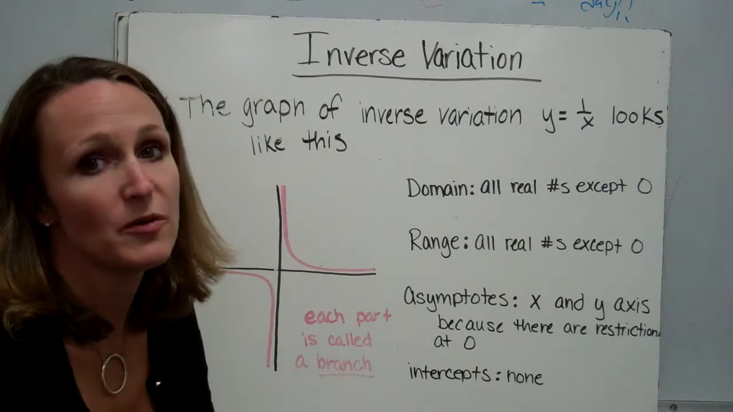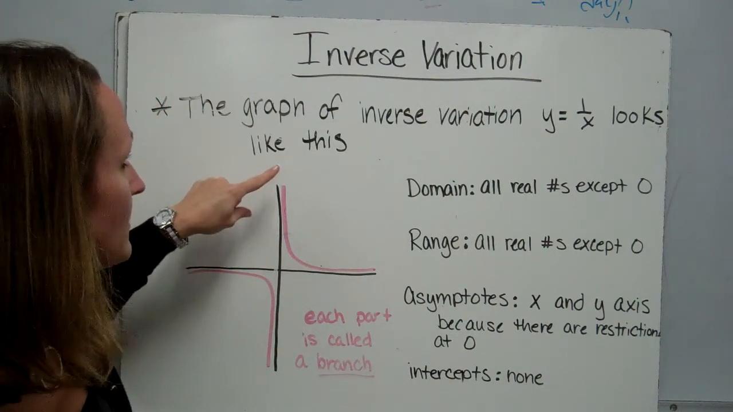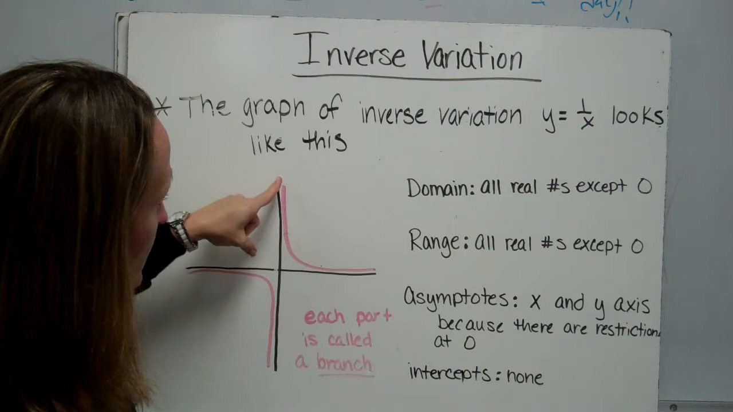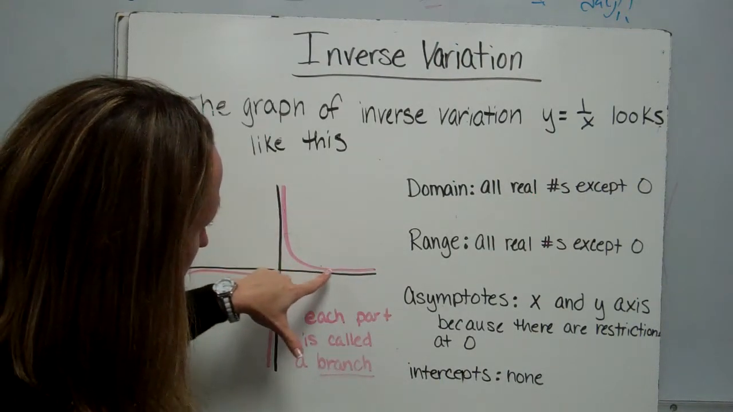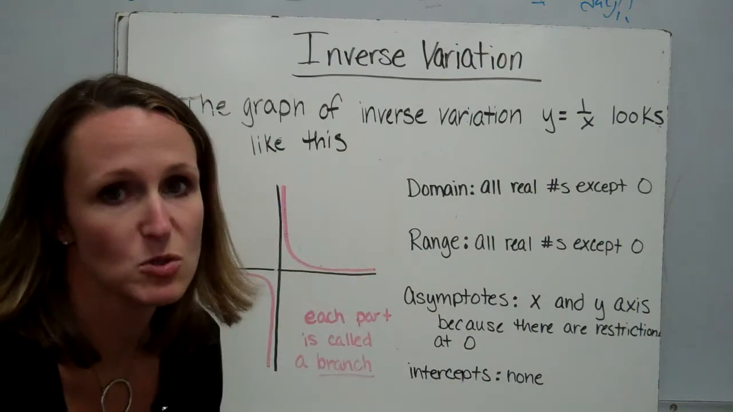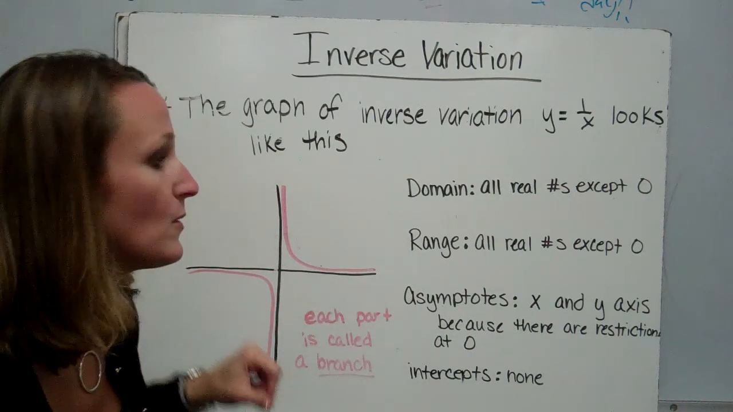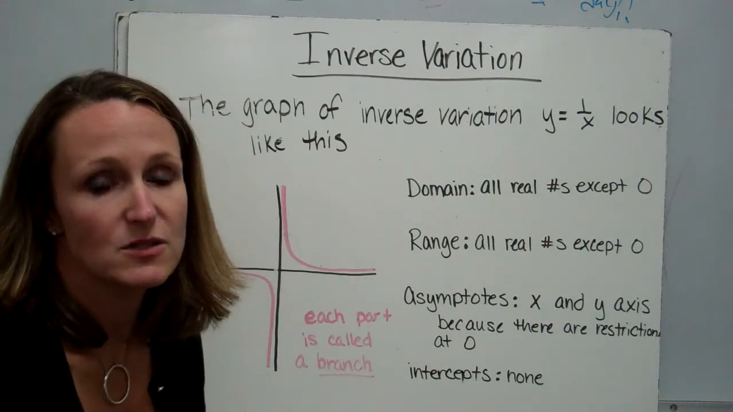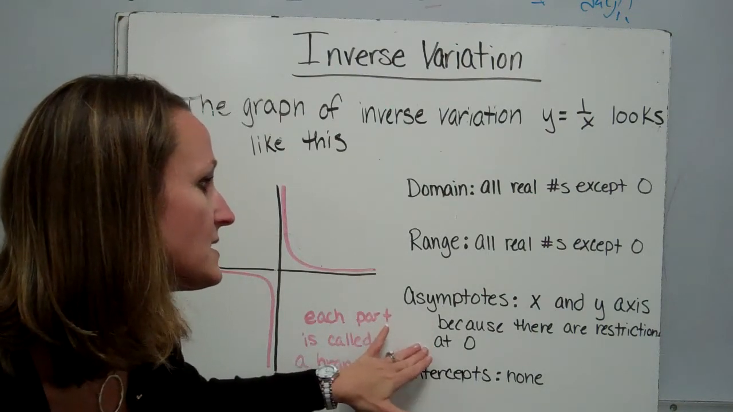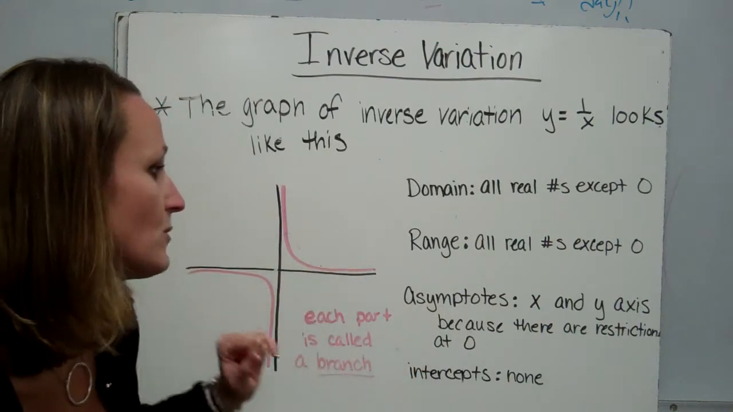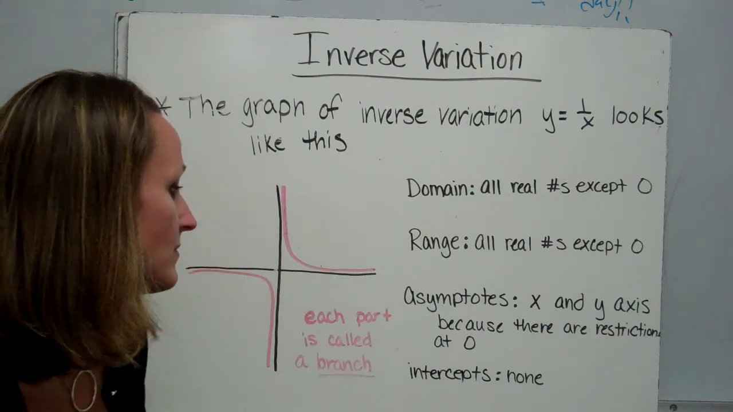Your asymptotes, remember, asymptote is where it approaches 0. So asymptotes are really easy to see on an inverse variation graph. If we look at this graph, you'll notice that it comes really close to my x and y axis, but it never actually touches it. So in this case, we would say that the x-axis and the y-axis are our asymptotes. An asymptote is just the line that it approaches, the 0 line. Since there are restrictions at 0, we can say that x and y-axis are our asymptotes. The more we work with them, the more clear asymptote will become.